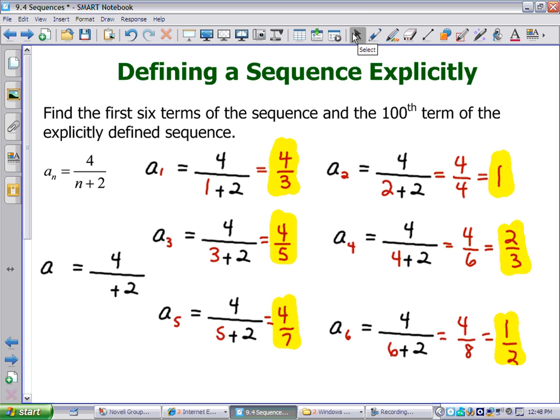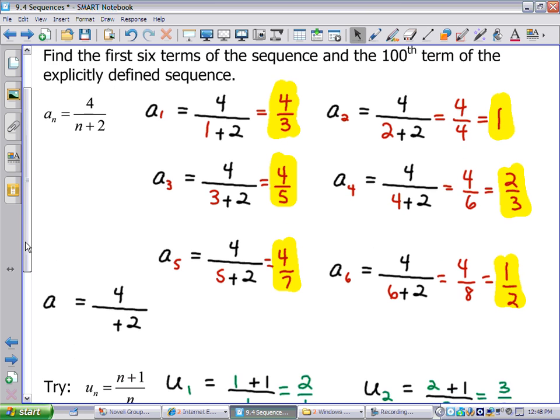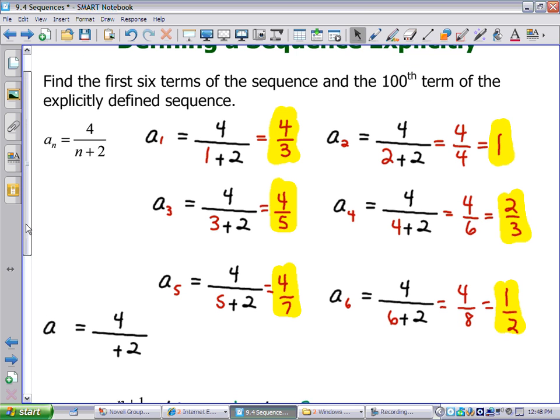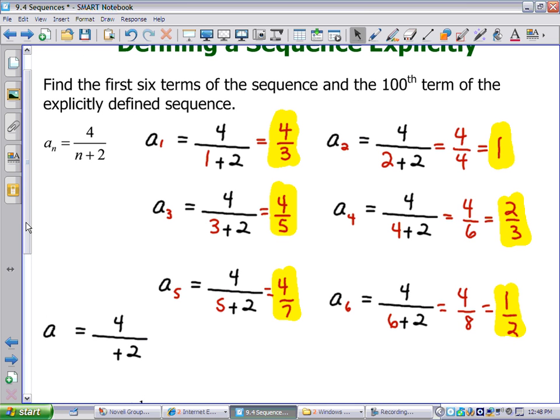Now the last one that they asked us to find was the 100th term. Okay, so if I plug in the 100th term, then I'm going to put in 100 for n, and this is going to work out to be 4 over 102, and then that's going to reduce to be 2 over 51.